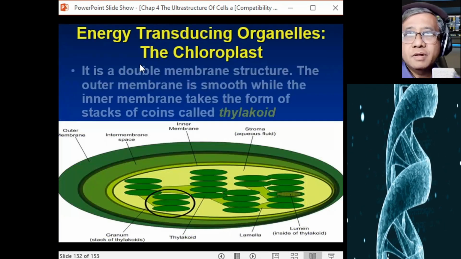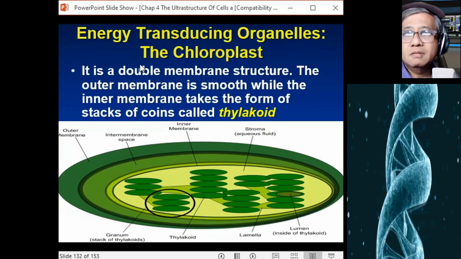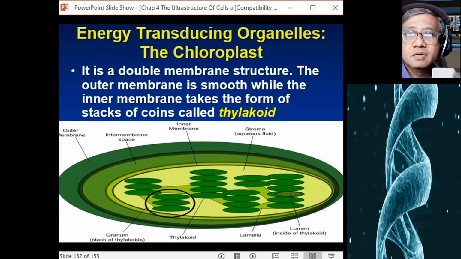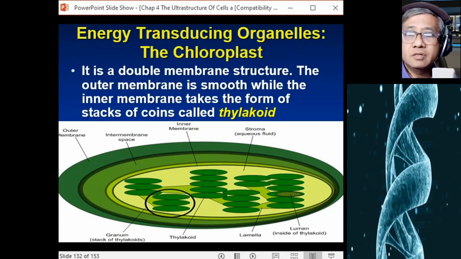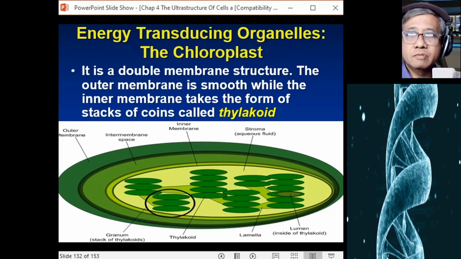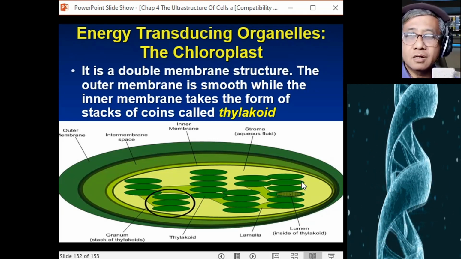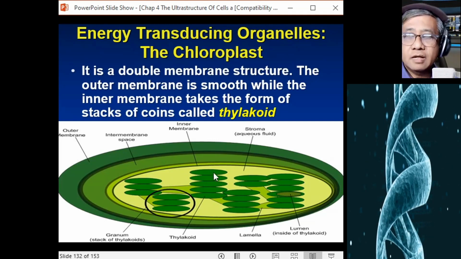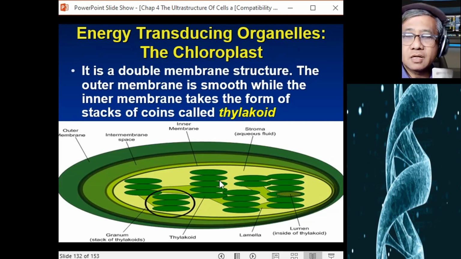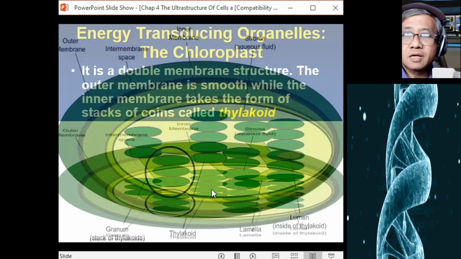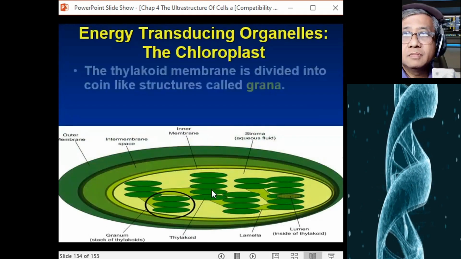Okay, for the chloroplast, anyway, it's a double membrane structure just like the mitochondrion. So the outer membrane is smooth like the mitochondrion, while the inner membrane takes the form of stacks of coins called thylakoids. So inside the chloroplast are flattened structures called thylakoids. A stack of thylakoids is called the grana or granum.